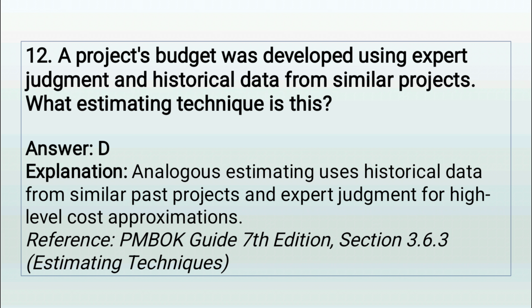This is covered under estimating techniques in the Project Management Body of Knowledge, 7th edition, specifically in Section 3.6.3, where traditional and adaptive estimating methods are compared. In Agile, as referenced in the Agile Practice Guide, teams also use relative estimating techniques like story points, which are conceptually similar to analogous estimating, focused more on velocity and comparison than exact figures.